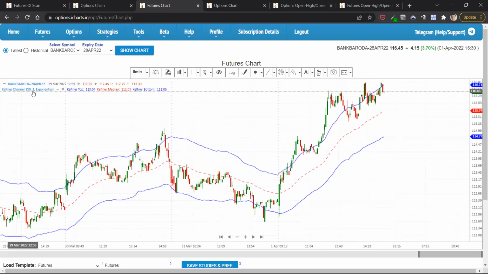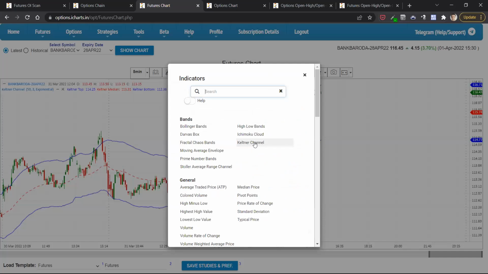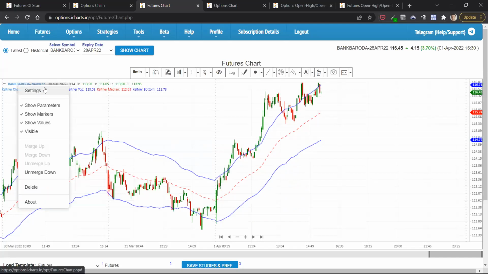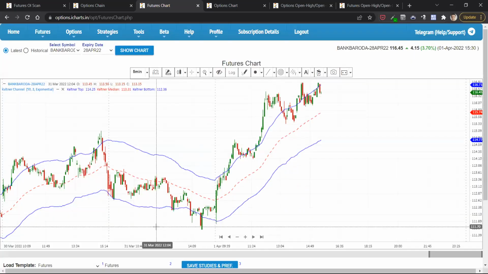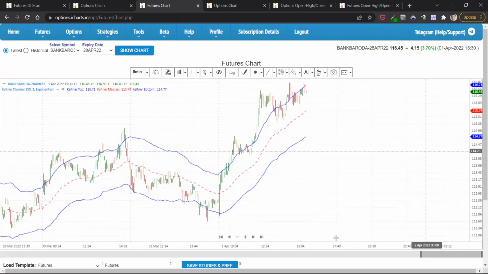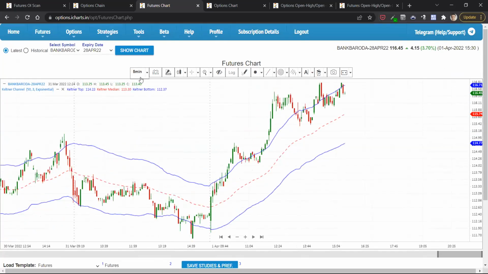Keltner, 50 and 3 exponential. Is it available by default on iCharts? You need to click this button and add it from here. Then click here, select settings and change it to 50, 3, exponential. Once you do this, save this template at the bottom that you see, so this indicator remains on the chart. So do this and go down to a comfortable time frame.